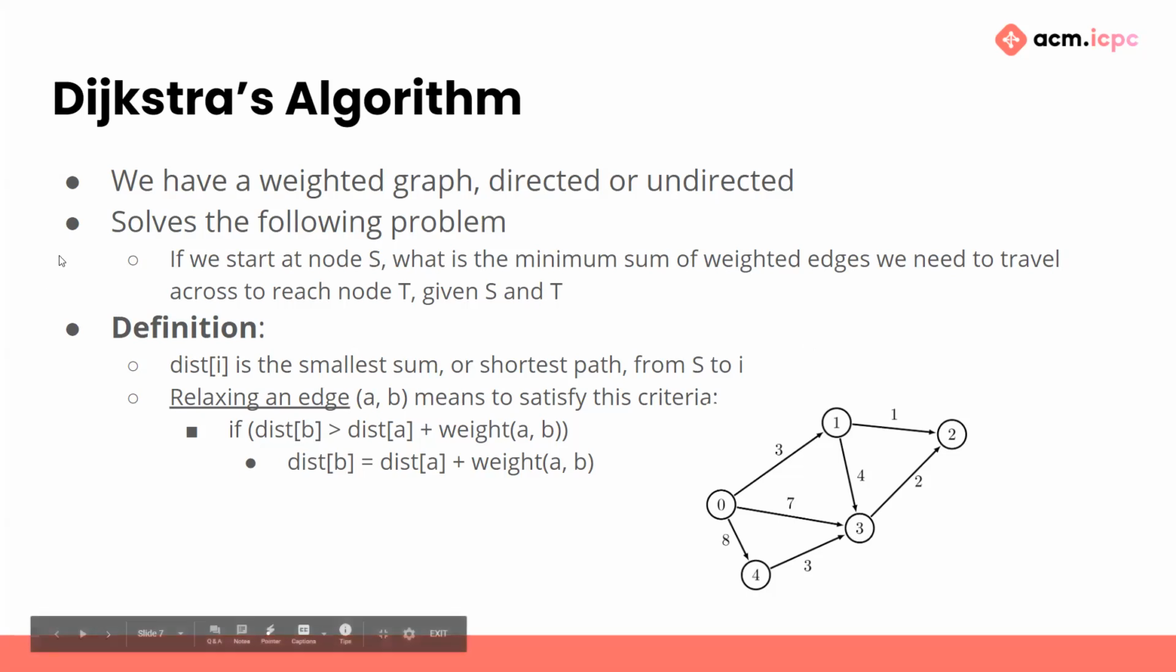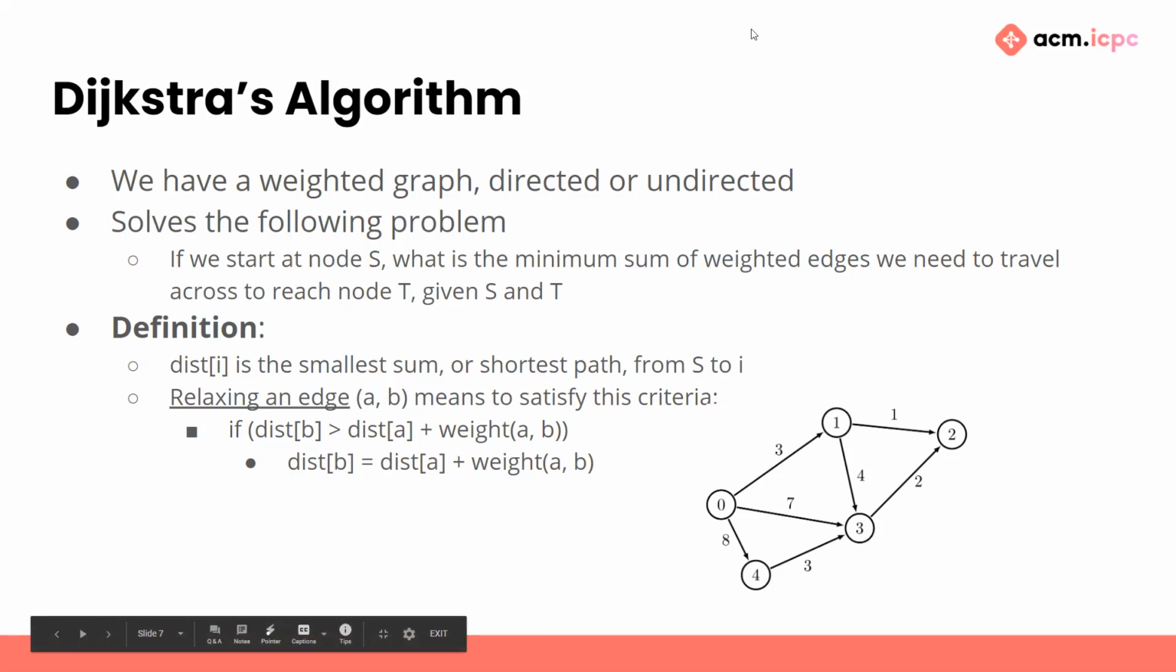Our second definition is relaxing an edge. This might be slightly confusing, but assume we have an edge going from node A to B, which again can be directed or undirected. If the shortest distance from the start node to node B is greater than the shortest distance from the start node to A plus the weight of that edge, then we want to update the shortest distance to B.